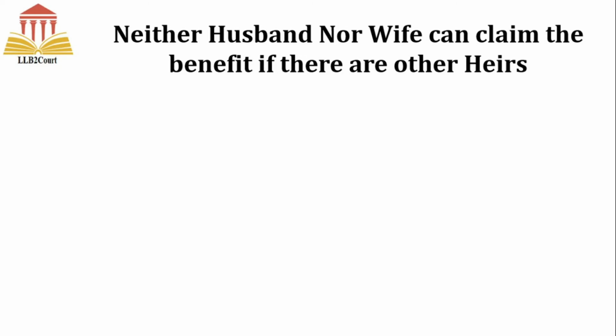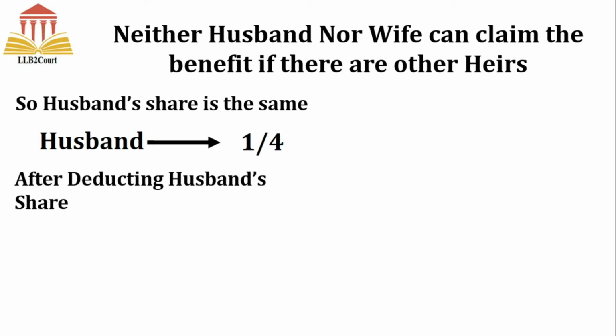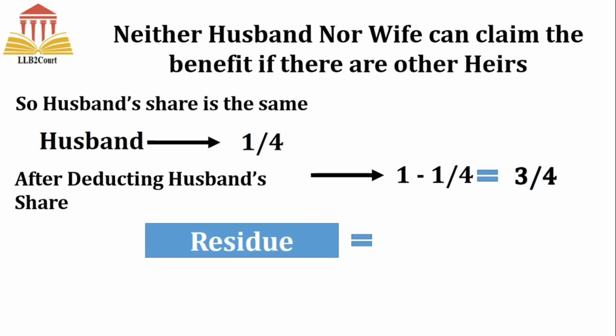If one of the sharers is husband or wife, they cannot claim the benefit of this doctrine if other heirs are present. So other heirs, mother and daughter, are present. So husband cannot claim the benefit. So husband's share is the same, as we have seen, 1 by 4. It is the same share for the husband. After deducting husband's share, the remaining is the residue. So 1 minus 1 by 4 equals 3 by 4. That is the residue. 3 by 4 is the residue.